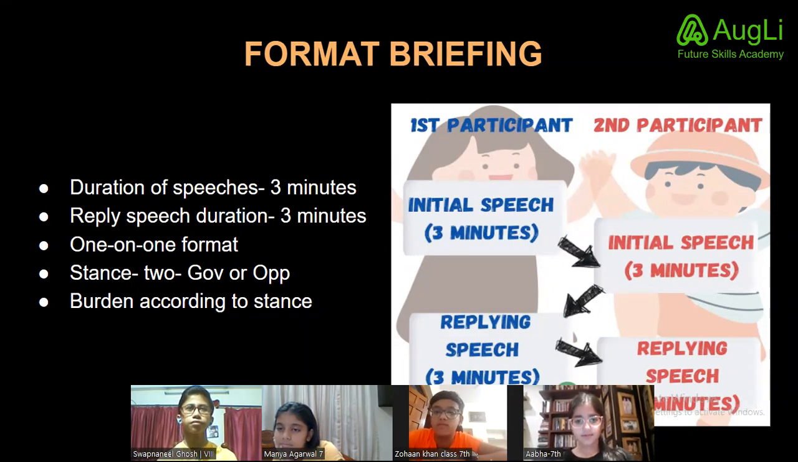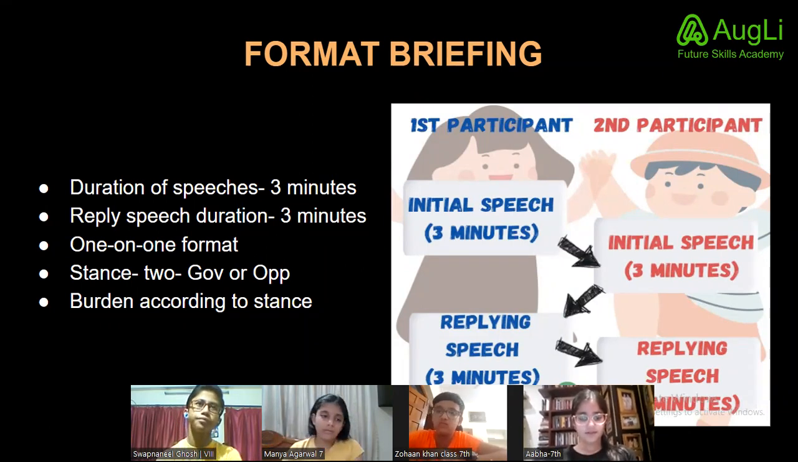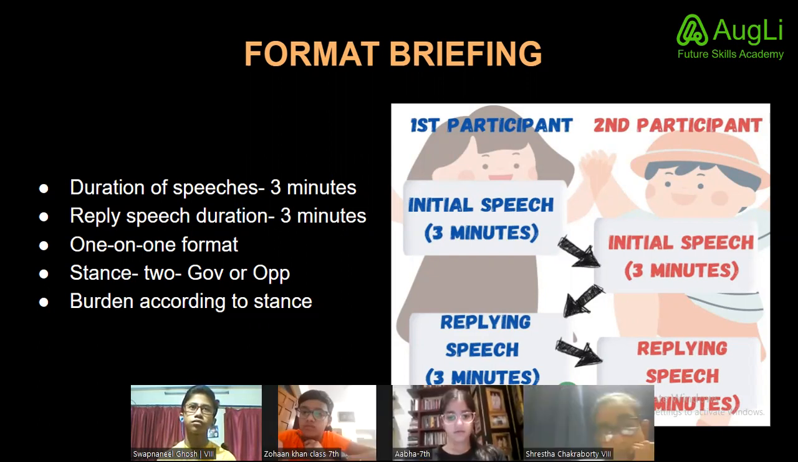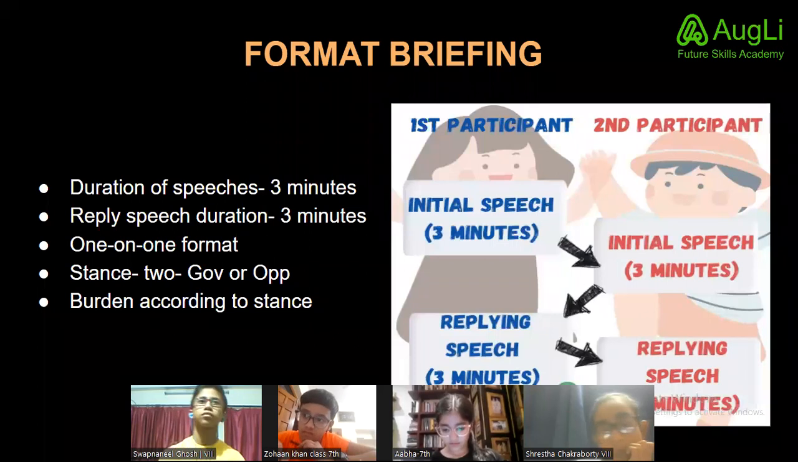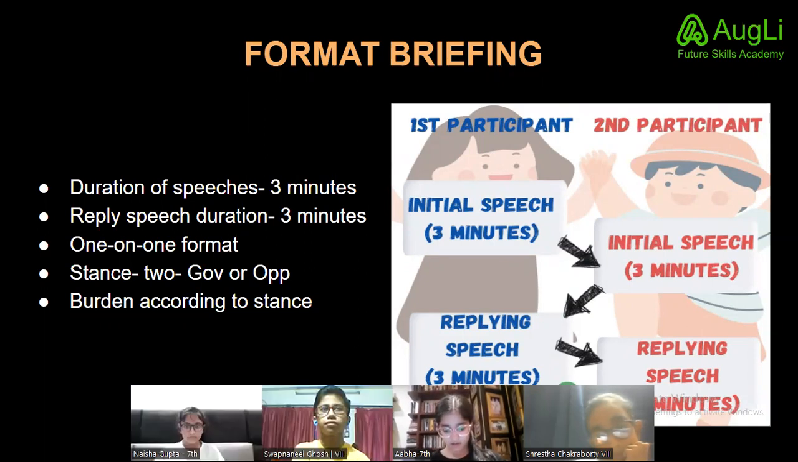For example, if there is a motion which says this house believes that statues of nationally significant figures should not be erected for various reasons. This house opposes the construction of statues of nationally significant people, for example, Sardar Vallabhbhai Patel's, or Subhash Chandra Bose's. Now, if I am a debater and a participant, nobody cares about what I think is right as an individual, as a person. But as a debater, I have been given a stance which is for or against, and I have to debate keeping in mind that stance, regardless of what my personal preference is.